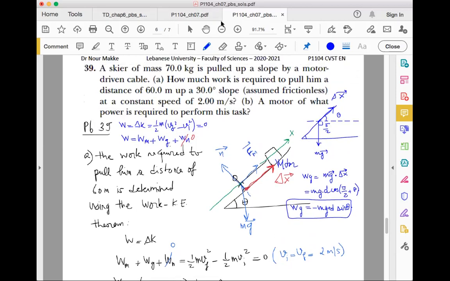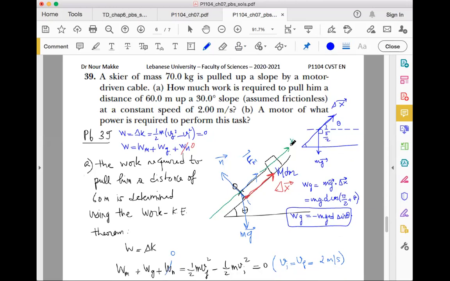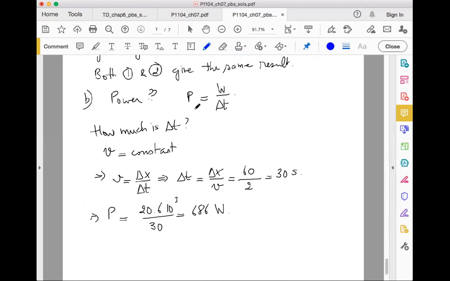Now for the second part: a motor of what power is required to perform this task? So we need to calculate the power of a motor that could really perform this task. And we know the definition of the power. We have seen that the power is nothing else than the work divided by the delta T, the amount of time needed. So we don't have the time. They didn't tell us how much time is needed to pull the skier along this inclined plane, but actually we know that the skier is moving with a constant velocity. And so we know the speed, and we know the displacement.